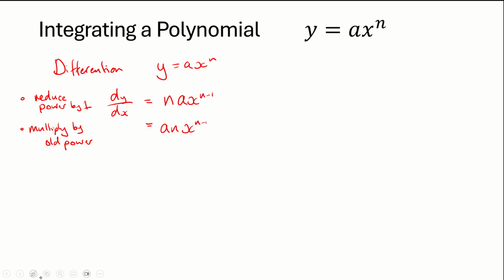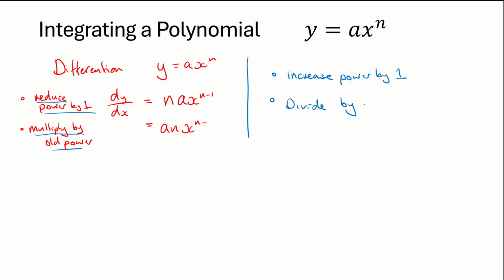Now, integration is the exact opposite. So if we want to integrate, we want to do the opposite. So let's think about the opposite of these two rules. So rather than reduce the power by 1, we increase the power by 1. And instead of multiplying by the old power, let's flip everything around. We divide by the new power.